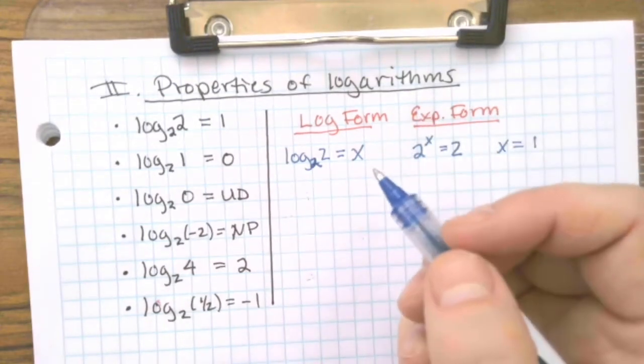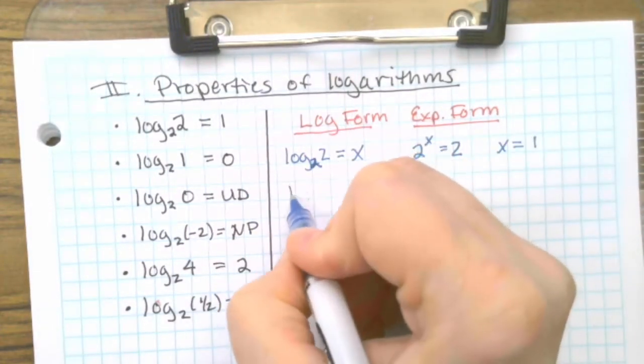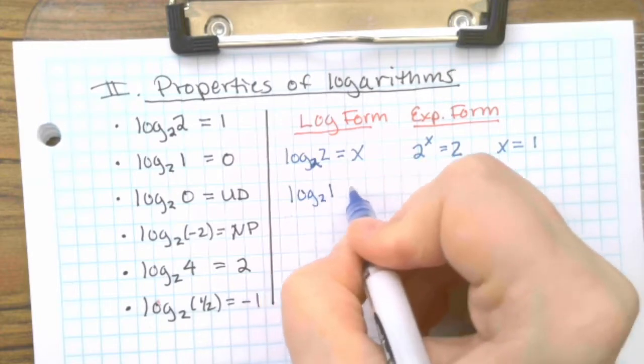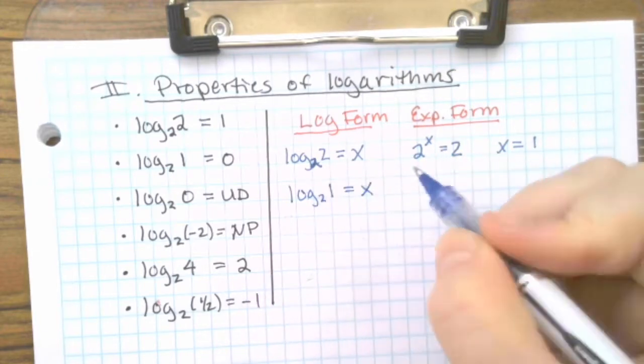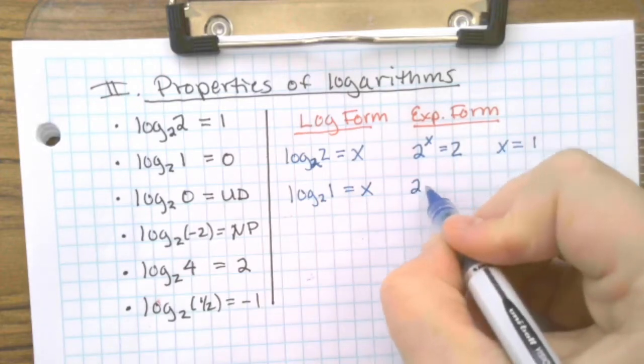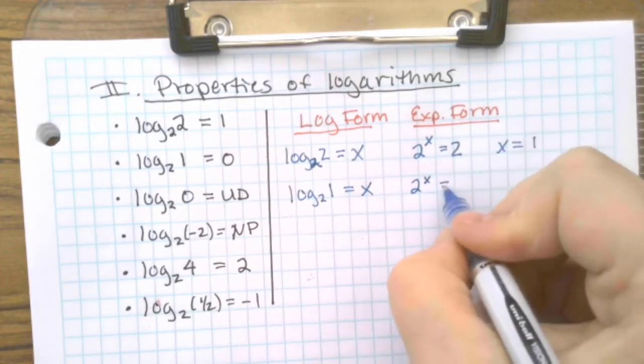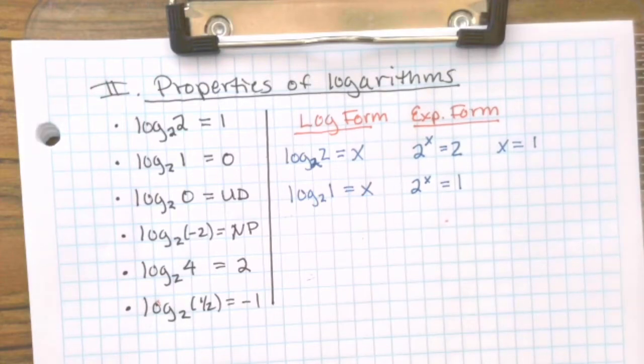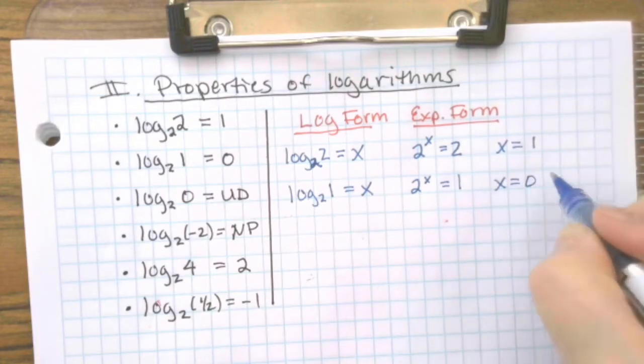Okay, let's do the next one. Log base 2 of 1, we want to know what that equals. Again, put it into exponential form. 2 to the power of x equals 1. How is that possible? Well, any number to the power of 0 equals 1. So x has to be 0.